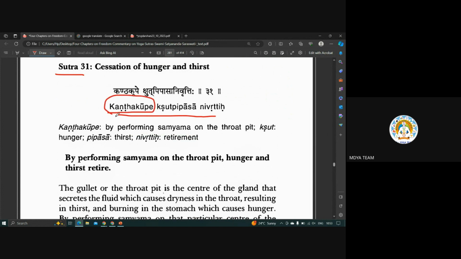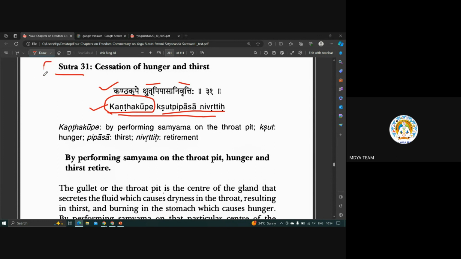If a yogi focuses on the Kantha, meaning the throat region, and does Samyama on the throat region, because the throat region is responsible for our hunger and is also connected to other enzymes, all kinds of enzymes will come under control. Because of that, the yogi will not feel hunger and thirst. He will be free from hunger and thirst.